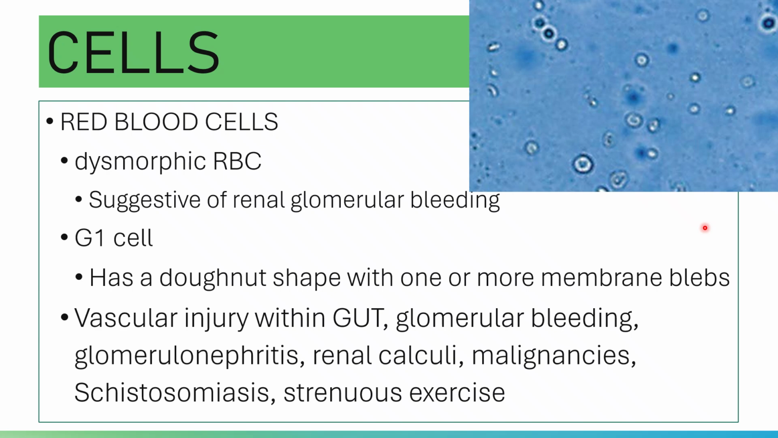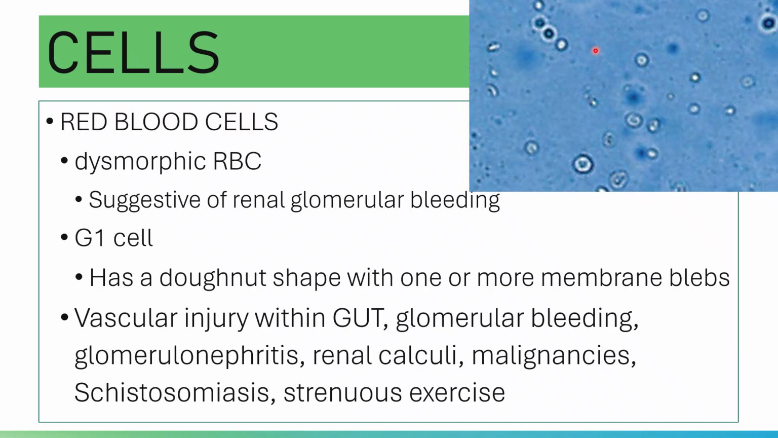What else? Okay, let's take a look at dysmorphic red cells. A dysmorphic red cell is a red blood cell that has cellular protrusions or fragmentations. Please note that the presence of dysmorphic red cells in the urine strongly suggests renal glomerular bleeding.